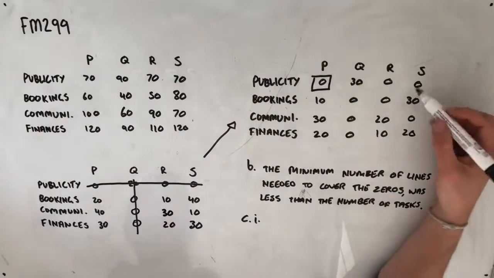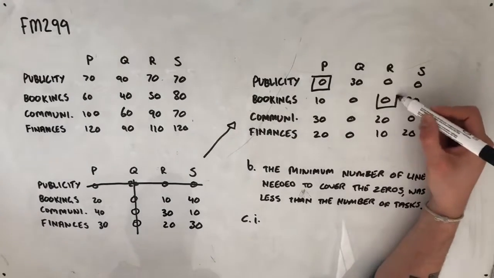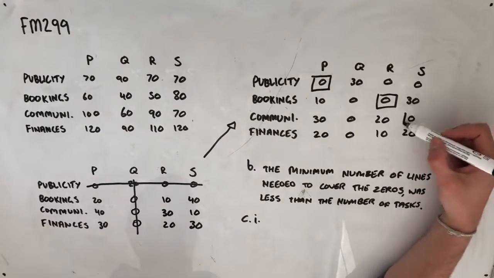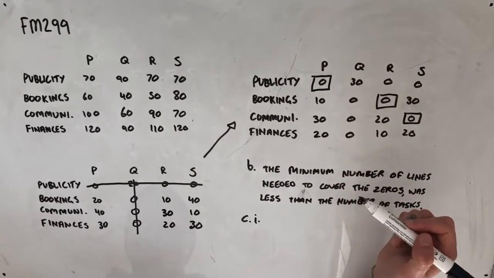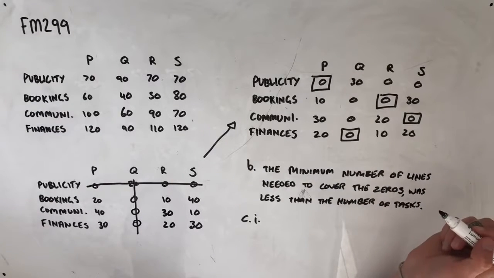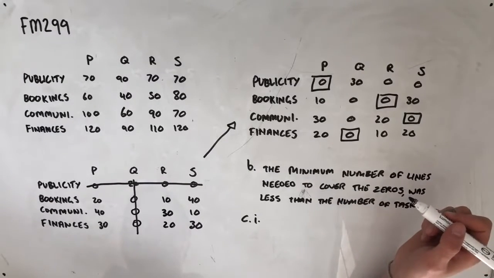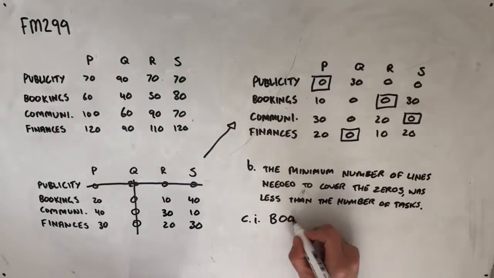At this stage, now the only tasks that Rachel and Stevie can take on are bookings and then communication, which leaves Quinn to take on finances. And there's our allocation there. So the task that should be allocated to Rachel should be bookings.